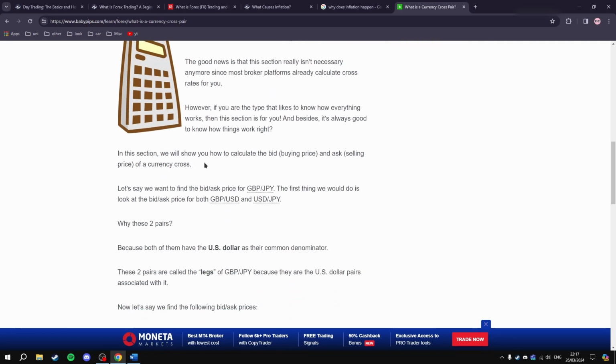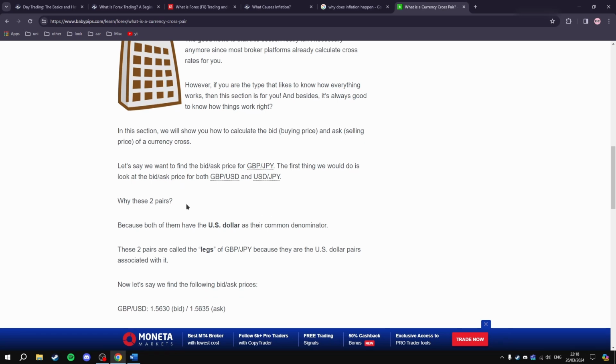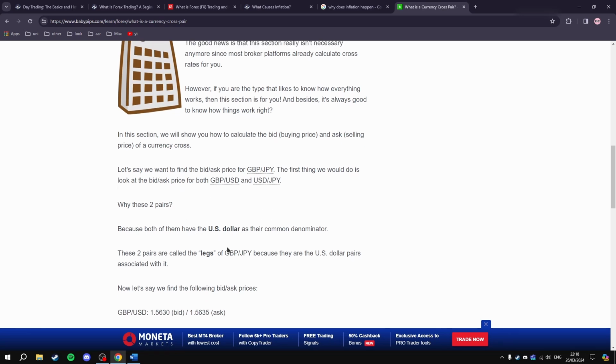In this section, we'll show you how to calculate the bid, the buying price, and the ask, the selling price, of a currency cross. Let's say we want to find the bid-ask price for GBP/JPY. The first thing we would do is look at the bid-ask price for both GBP/USD and USD/JPY. Why these two pairs? Because both of them have the US dollar as their common denominator.